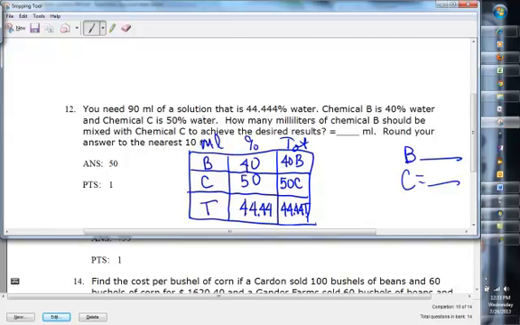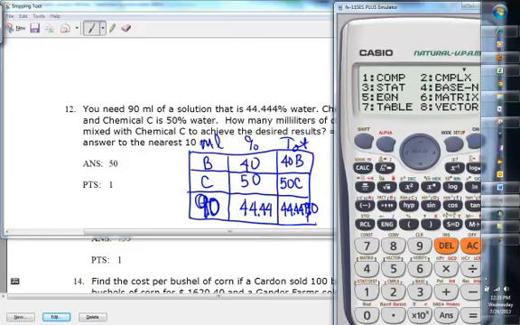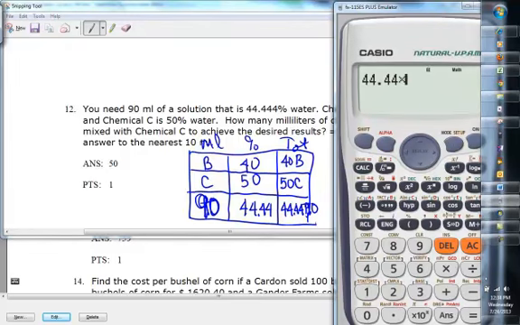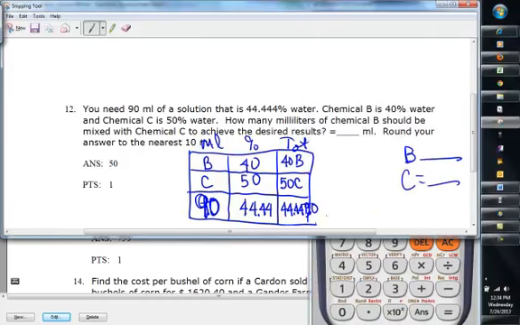You need 90 milliliters, so this should be 90 right here. I didn't see that before. So this will be 90 times 44.44. Let's do that on our calculator. Got to get back to computational mode. 44.44 times 90 is 3,999.60.